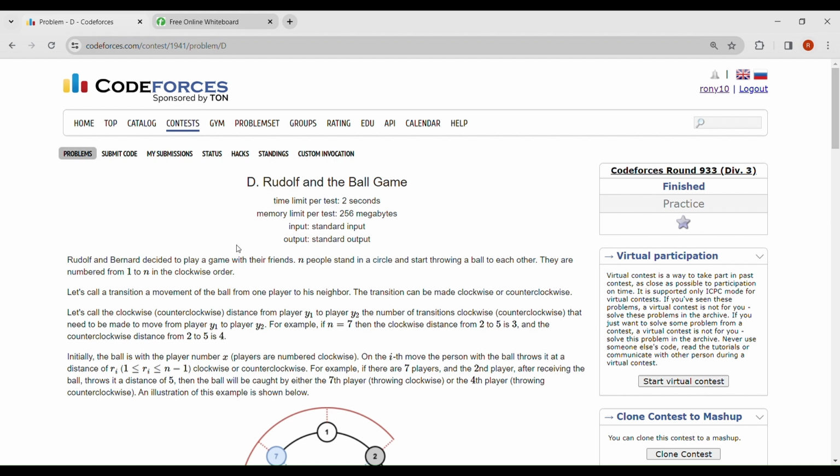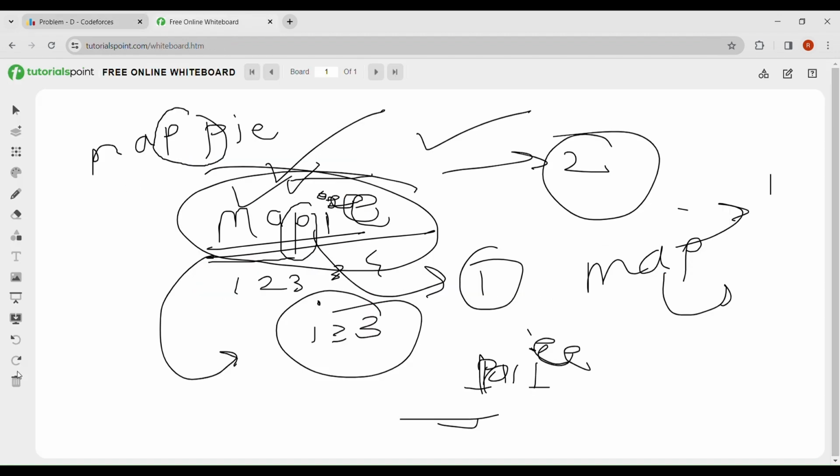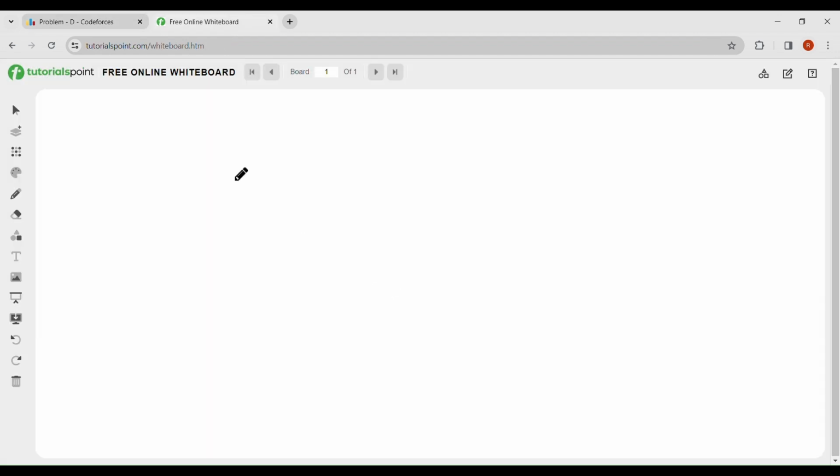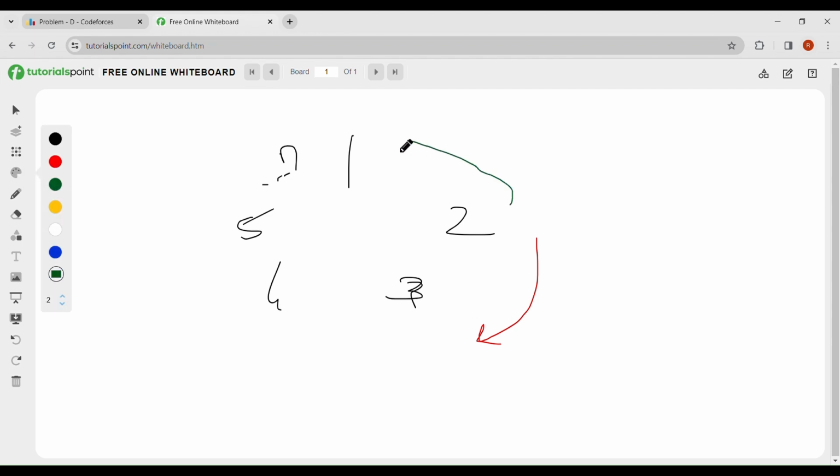So in this question, the D question, people are sitting in a circle, 1 2 3 4 5, up to n. Like this way. There are two ways to throw a ball: one is clockwise, like this way, and one is the other way. I will not use the screen because it is not giving proper visualization. It is not necessarily at 2, it can be at any position.